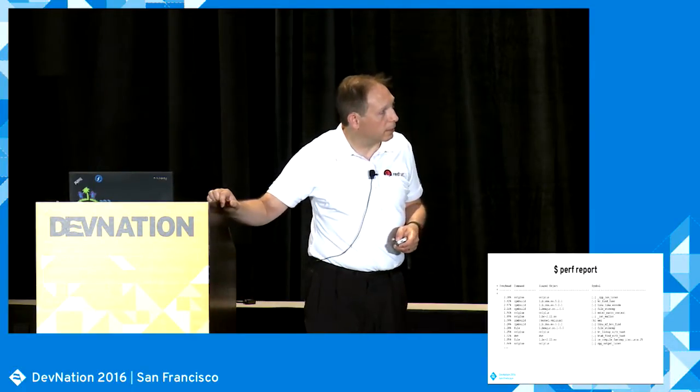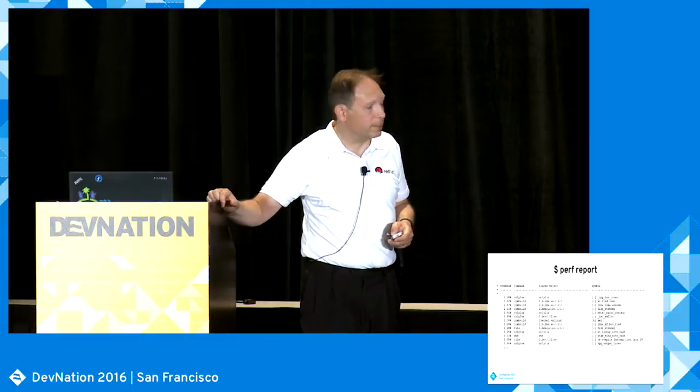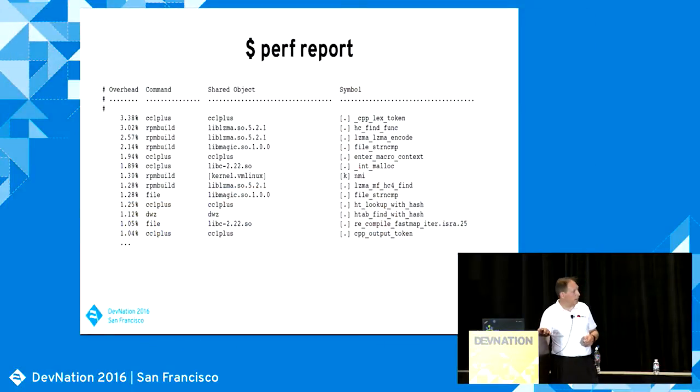We see that the first line is the C++ compiler, which is not surprising. This package is written in C++, so it's not entirely surprising that it spends time in C++. However, the next three lines are a little bit surprising: RPM build, and then a compression library, with three functions in the compression library. So that might be something to take a closer look at, to see how it's actually doing the compression and whether there are things that can be done to improve that.